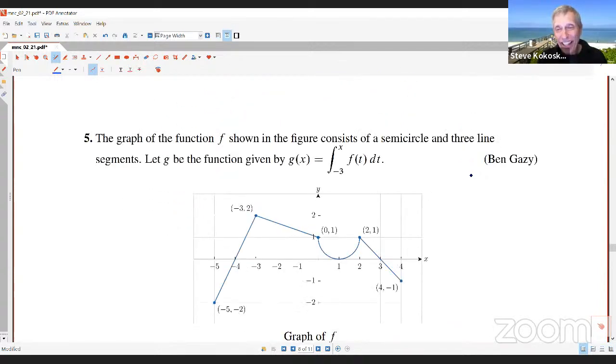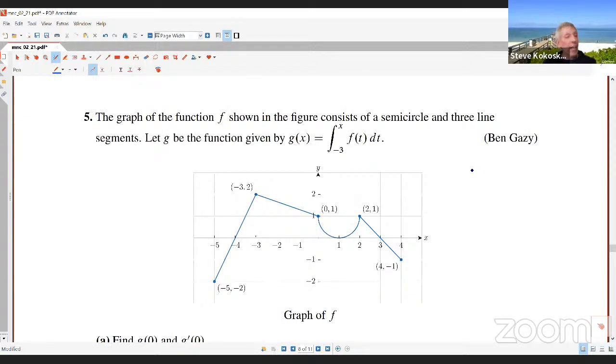Here we go. Number 4 is one that I made up for tonight's show. Number 5 was on the AP Facebook page, posted there by Ben Gazy, I believe. So the graph of a function f is shown in this figure. It has a semicircle and 3 straight lines. Very typical AP calculus question. This is a great one, a great review question.